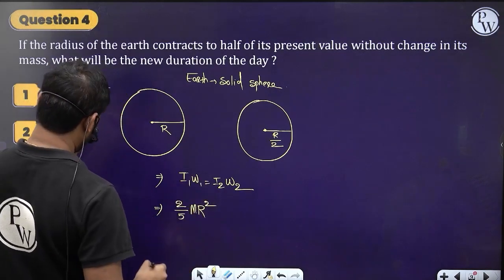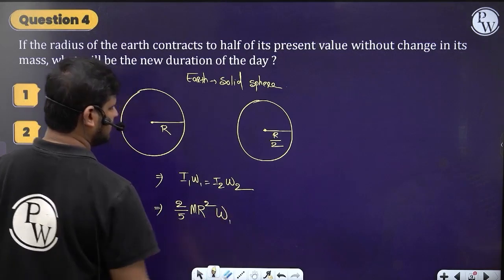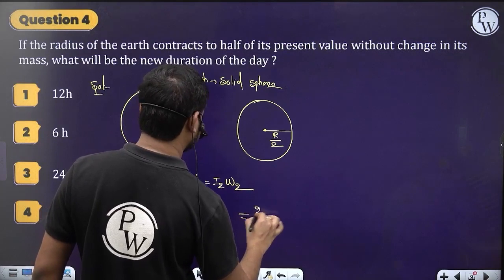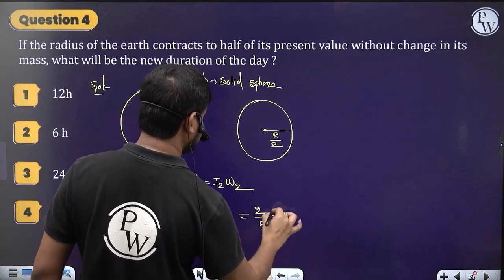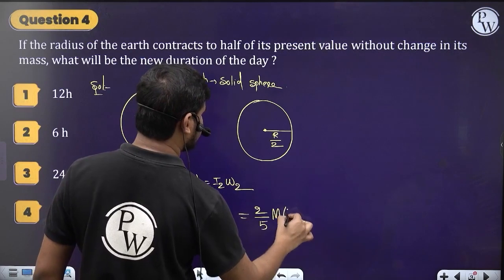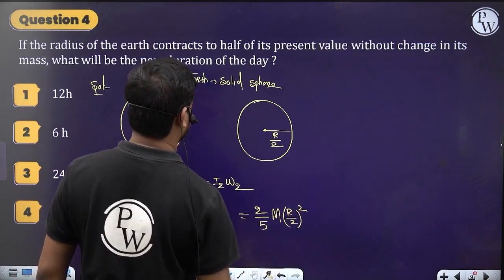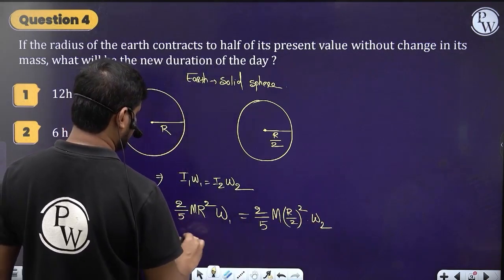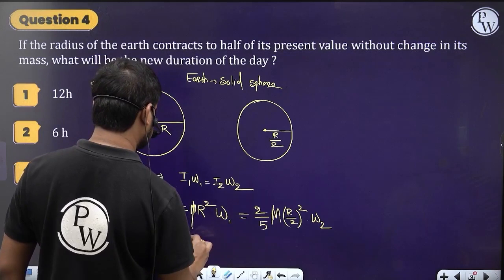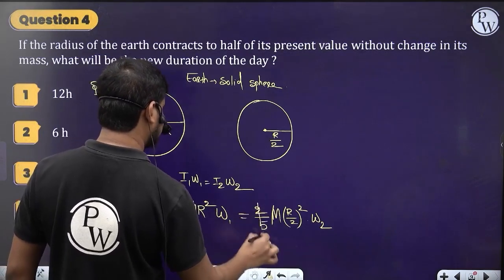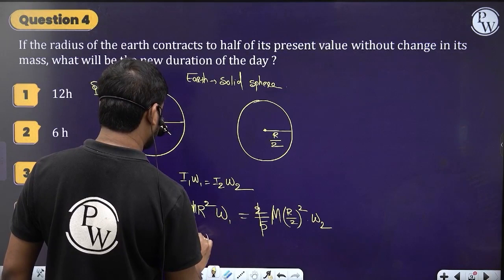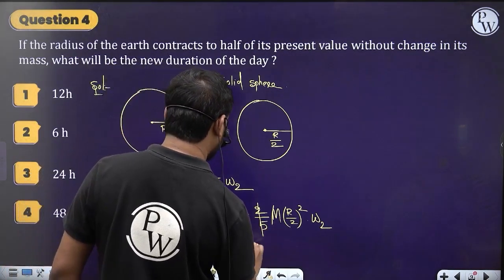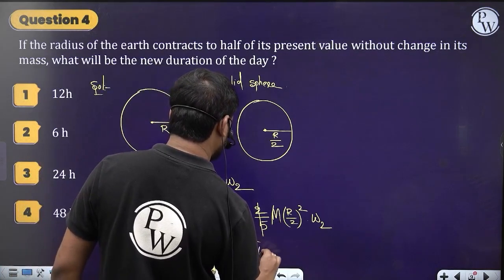So what is omega 1? Let's suppose it is moving with angular velocity omega 1 initially. And then I2, its moment of inertia now, for the same sphere is 2 by 5, its mass is the same, but the radius has become r by 2, so r by 2 whole square, into omega 2, right? So from here mass gets cancelled, 2 by 5 gets cancelled, and r square also we can cancel. Omega 1 r square is equal to r square by 4 into omega 2, right?